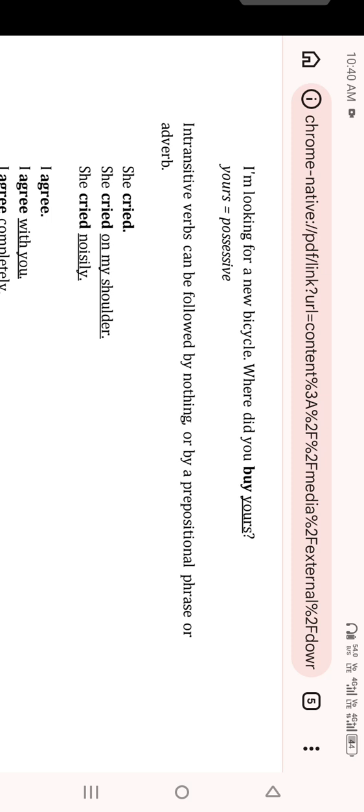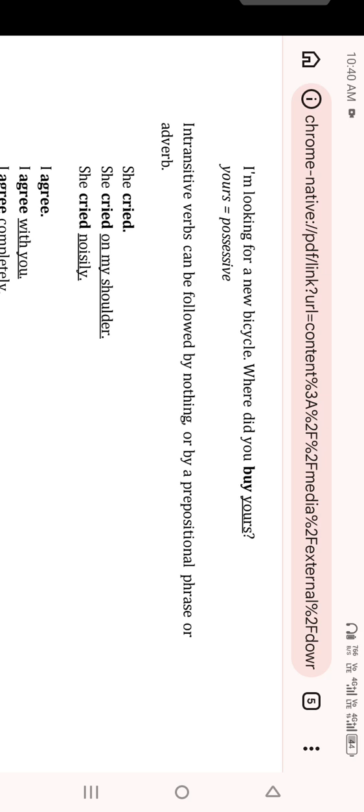Here you see, I'm looking for a new bicycle. Where did you buy yours? So, buy is a transitive verb because it needs a possessive pronoun to complete its sense.